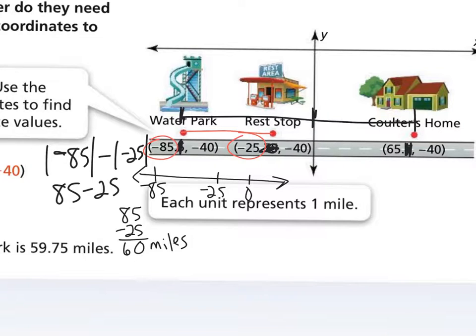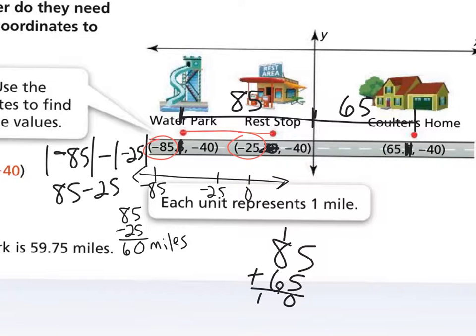One thing you could do is just think about from negative 85 to 0, that would be 85. And then from 0 to 65, that would be 65. So if we add 85 and 65, that'd be 150 miles.